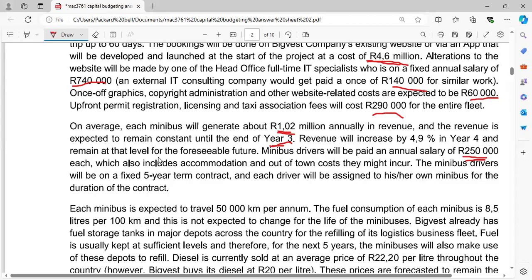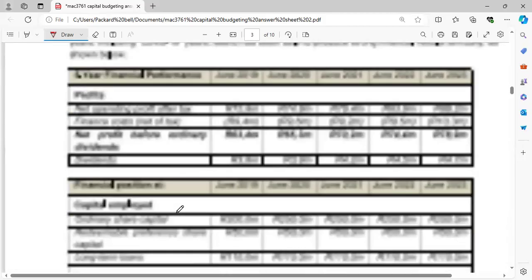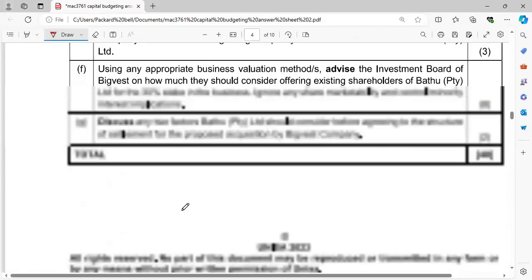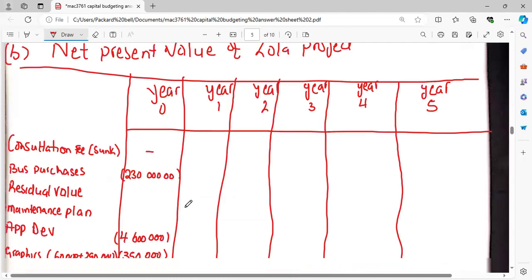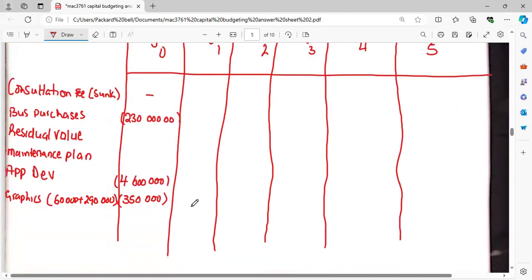So we need to determine the revenue, which means our next calculation should be for the revenue. Right, what else do we need? Let's check again from the scenario.